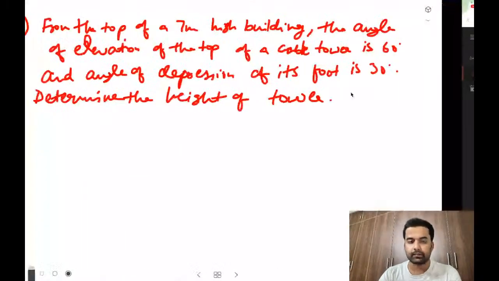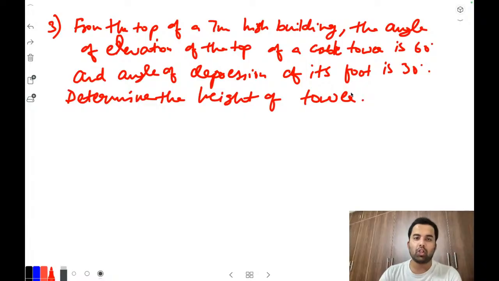Copied, everyone? From the top of the 7-meter high building, the top of the building, angle of elevation, make it 60 degree, easy. Then angle of depression, which will go below, 30 degree. Determine the height of tower.